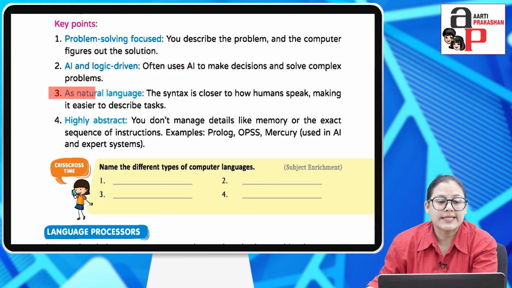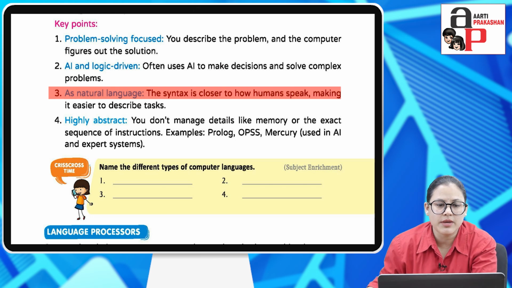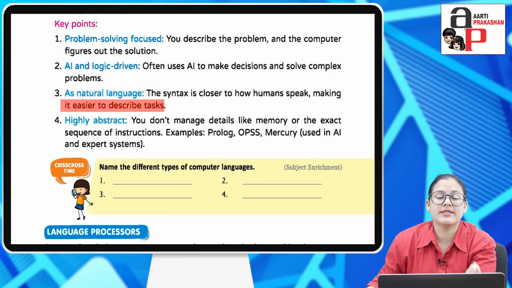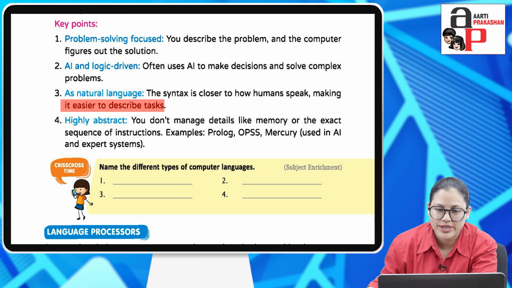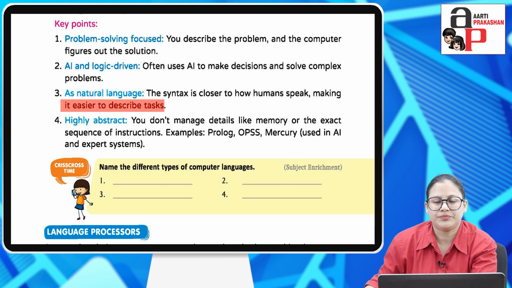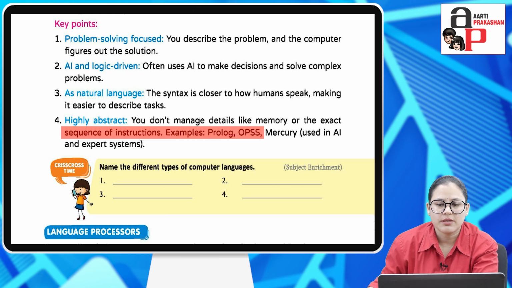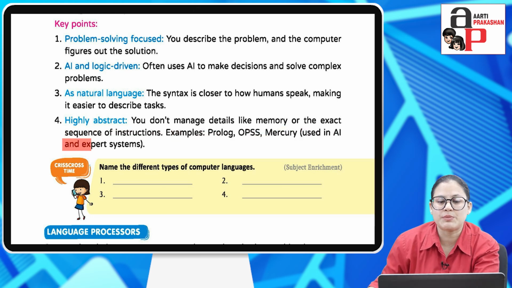3, close to natural language. The syntax is closer to how humans speak, making it easier to describe tasks. So actually the syntax is closer to human language, right? So it is very easy to describe tasks. 4, highly abstract. You don't manage details like memory or the exact sequence of instructions. Examples: Prolog, OPS5, Mercury, used in AI and expert systems.